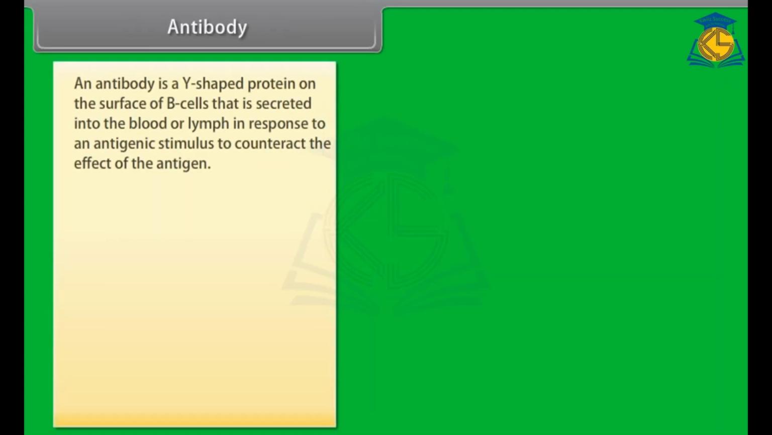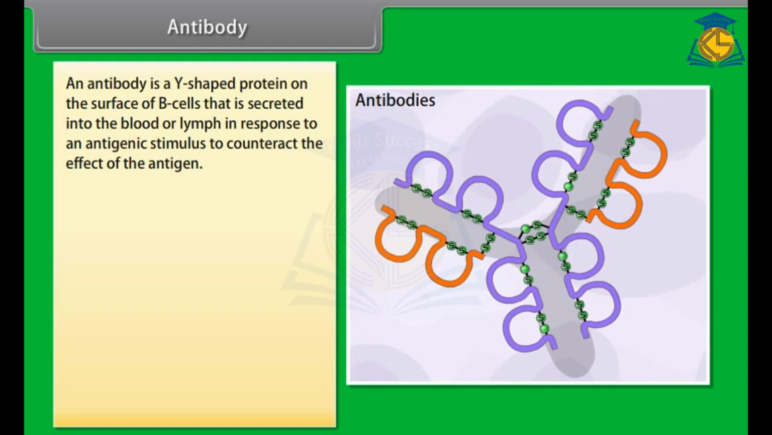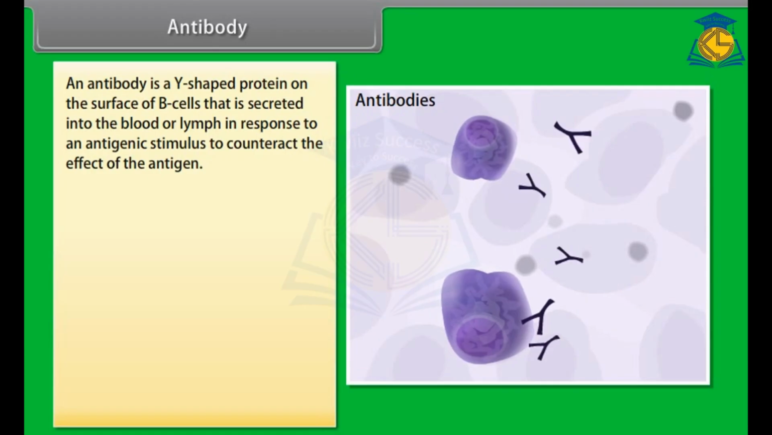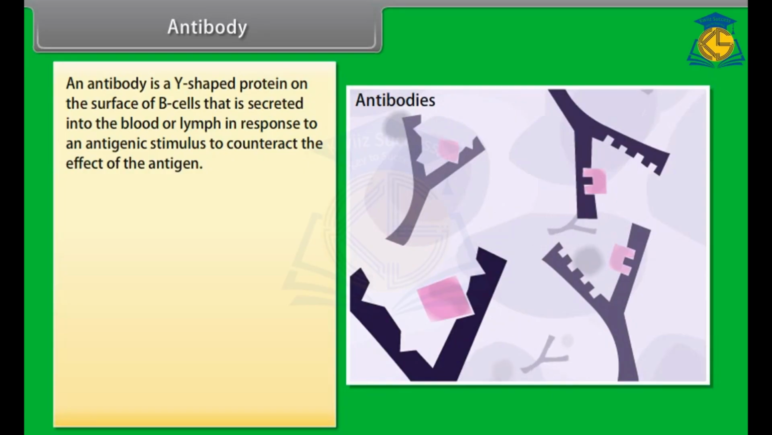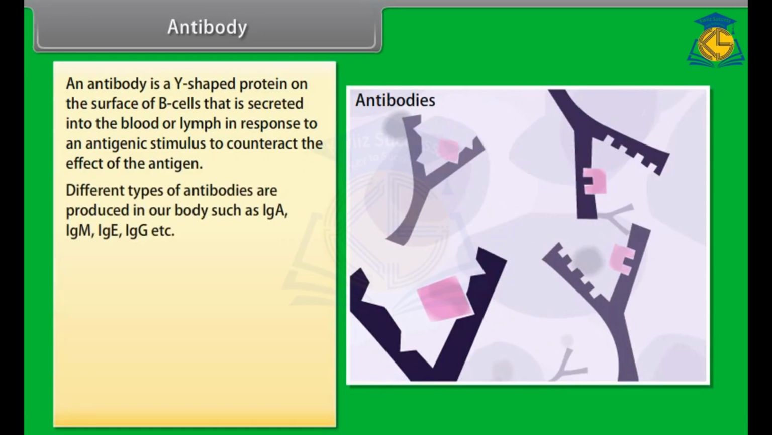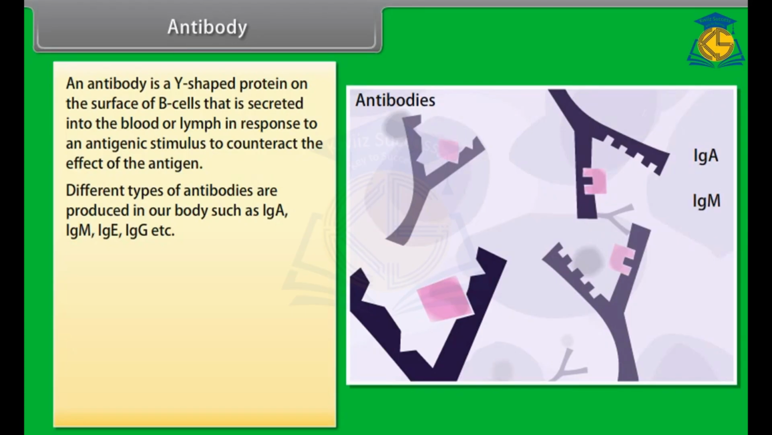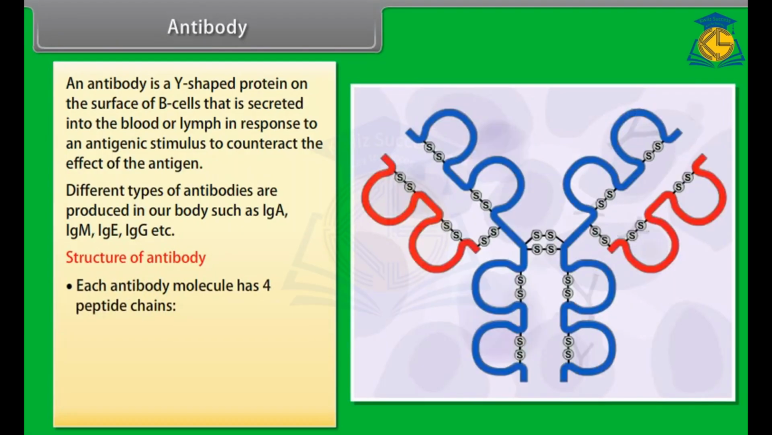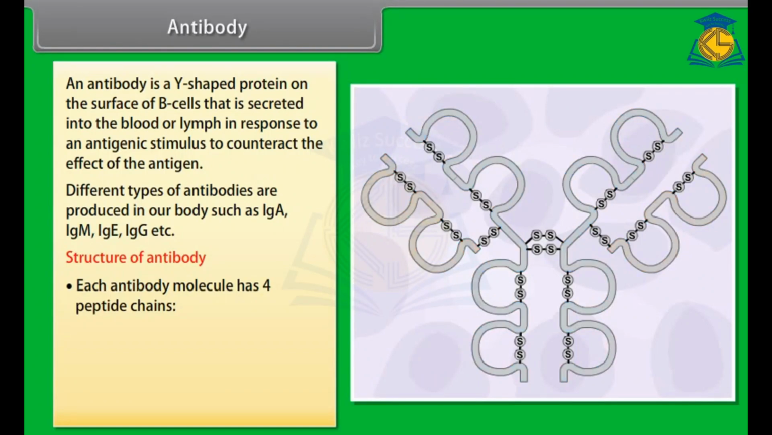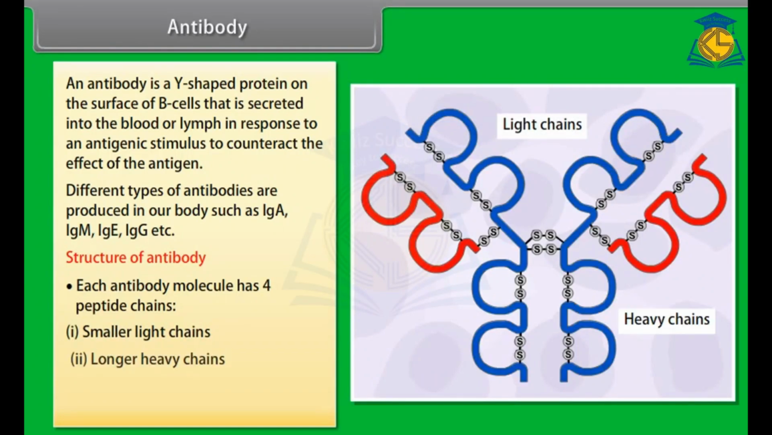Antibody. An antibody is a Y-shaped protein on the surface of B cells that is secreted into the blood or lymph in response to an antigenic stimulus to counteract the effect of the antigen. Different types of antibodies are produced in our body, such as IgA, IgM, IgE, IgG, etc. Structure of antibody. Each antibody molecule has 4 peptide chains: smaller light chains and longer heavy chains. An antibody molecule is represented as H2L2.